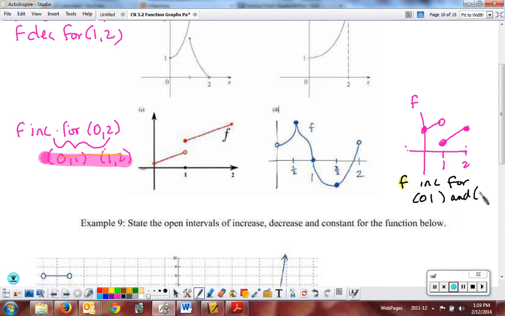Yes. Okay. So we increase for those two separate intervals.